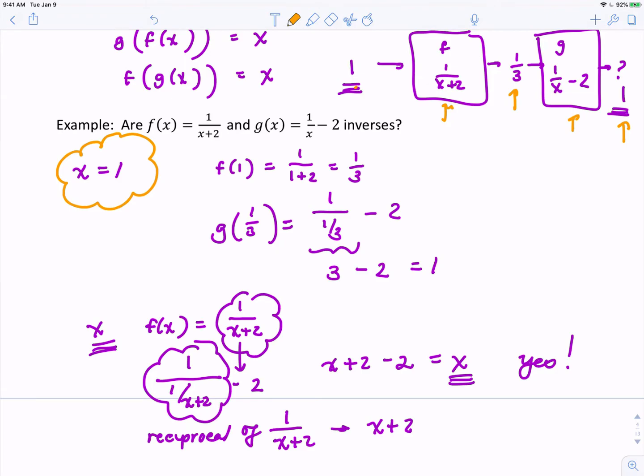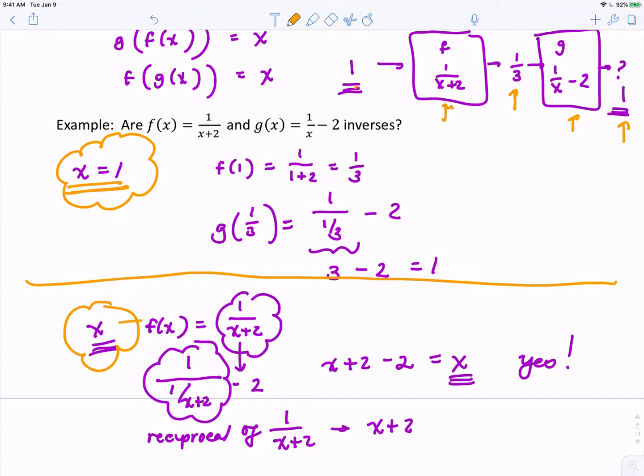If I hadn't gotten the original number back, then I wouldn't have had to do any of this other work, because the answer would have been, no, they're not inverses. But now that I think that they might be inverses, I should see if I can show it for the general case. Like I showed it was true for x is equal to 1. Can I show it's true for all x's?